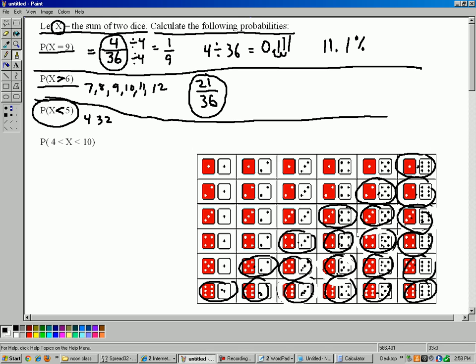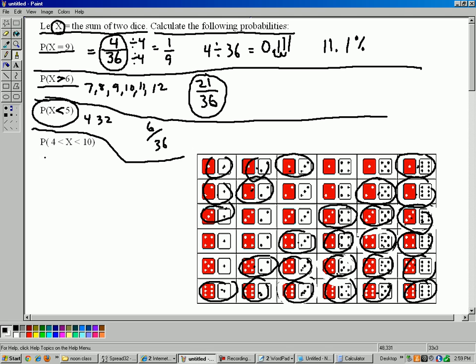So let's see here. Here's a 4. There's a 4. Double twos is a 4. There's a 4. This is 3, this is 3, this is 2. So that's 1, 2, 3, 4, 5, 6. Answer, 6 out of 36. Okay, last one.